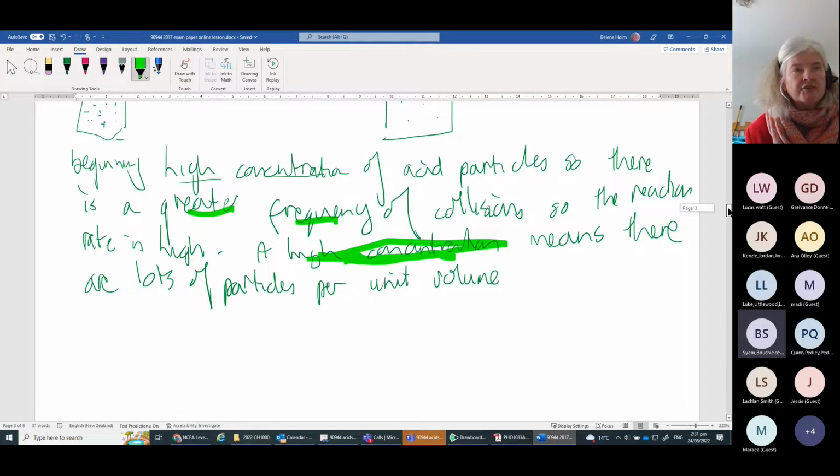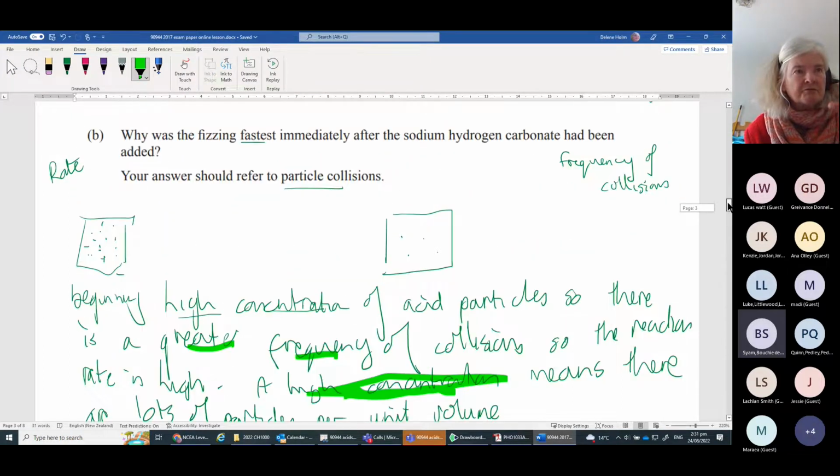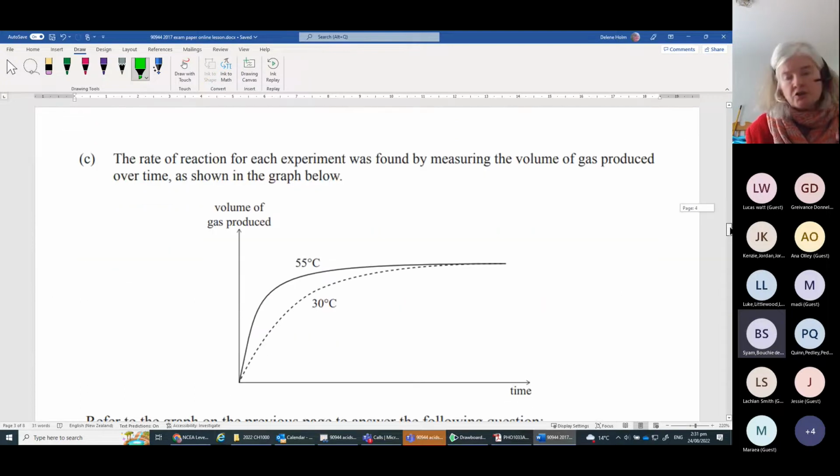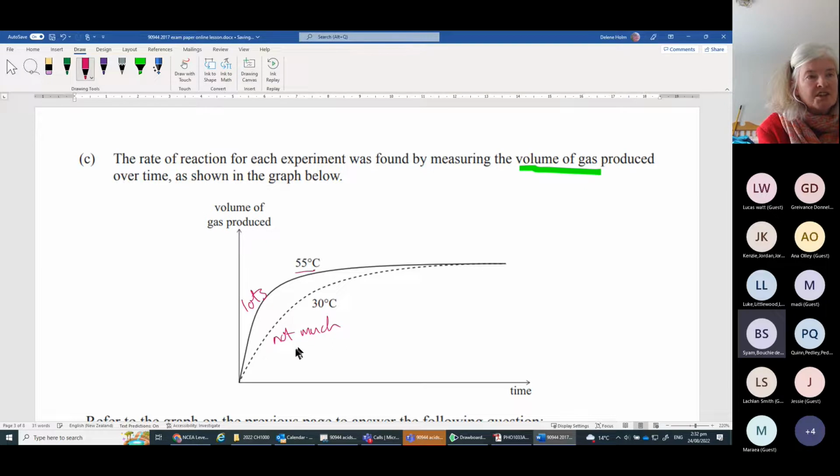Okay, I haven't answered absolutely everything, but I've done most of it. Now you will always, well, nearly always be given a graph of some sort. You might need to draw on the graph, or you might need to just simply interpret. So here they've looked at the amount of gas that's been produced. And what you can see straight away from this one is there was lots being produced at 55 degrees and not as much at 30 degrees.